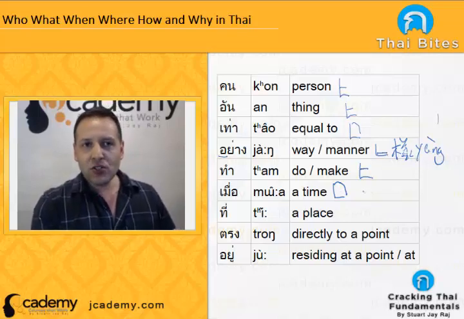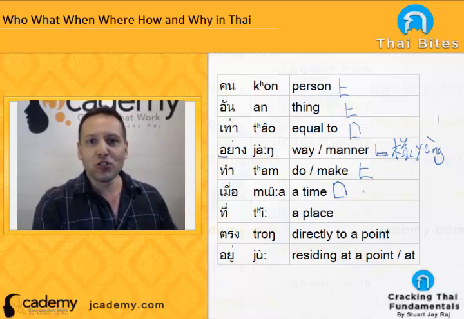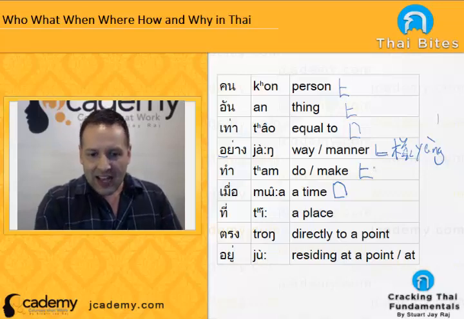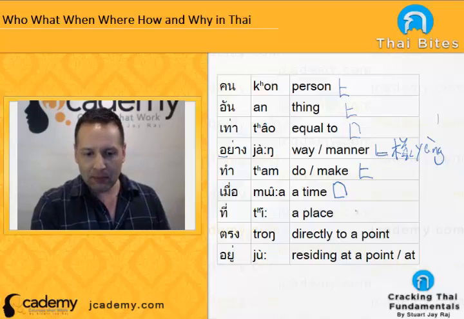Now you can actually use the word meua as in at what time would you like to go? In classical Thai, you see it used a lot like that. So meua is at a place or a time.